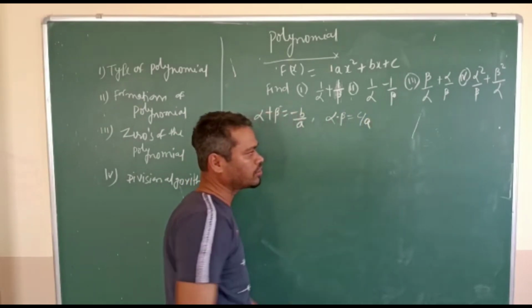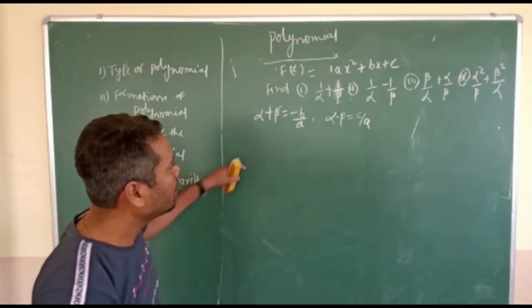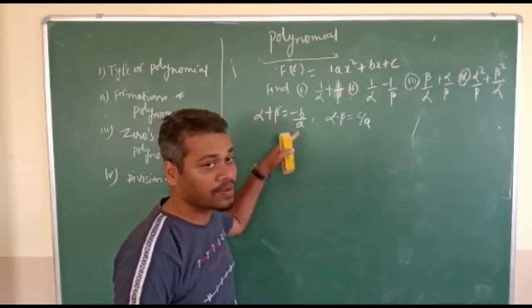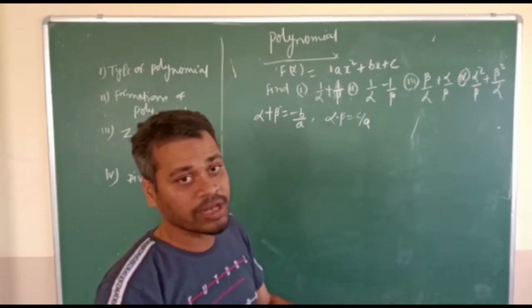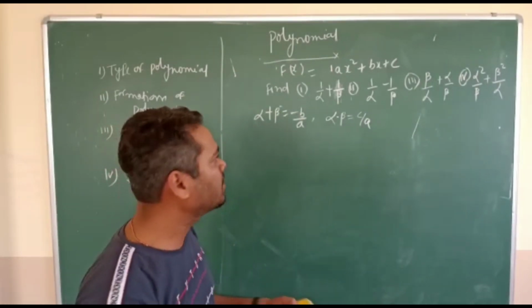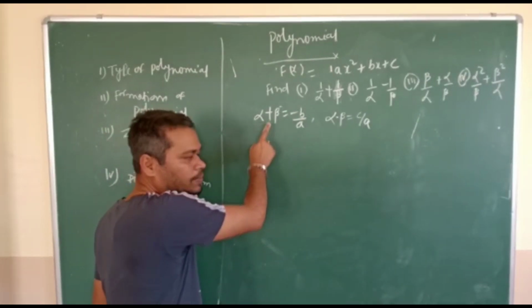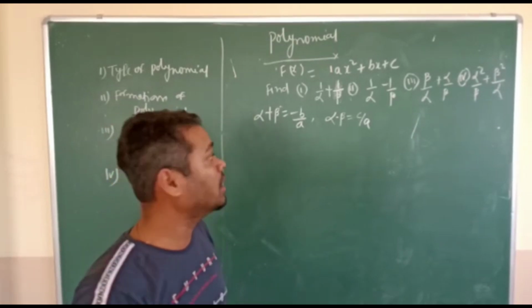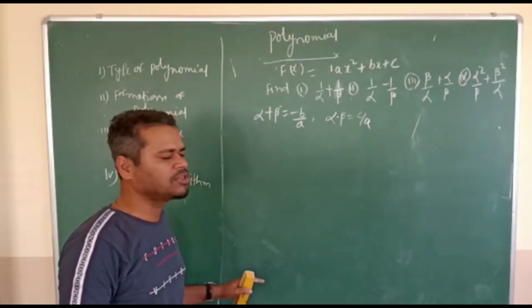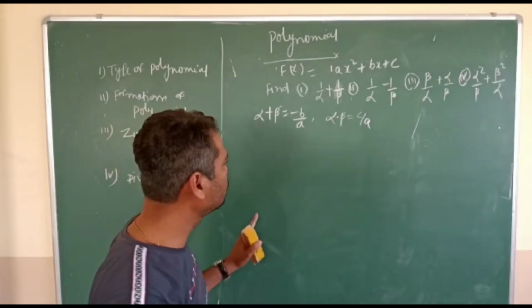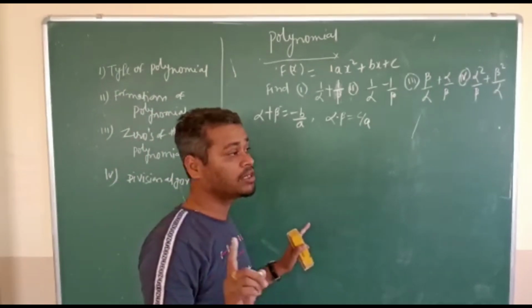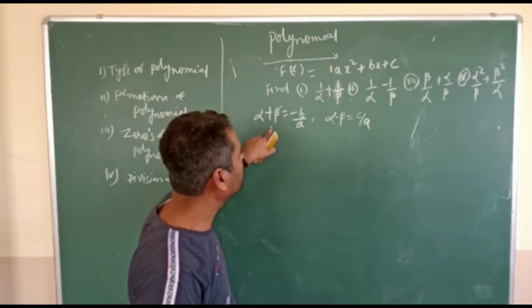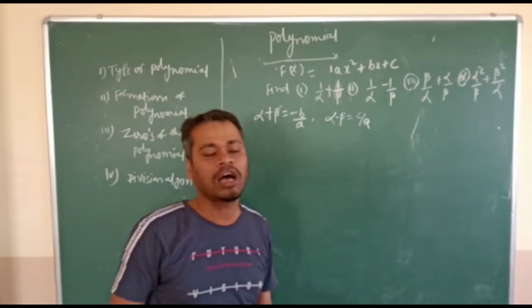If you notice, in all the formulas which I derived now, everything was in terms of either alpha plus beta or alpha into beta. Why do I do it? Because I have the formula only for alpha plus beta and alpha into beta. I don't have a formula for alpha minus beta, or any other. I have only two formulas. So what was my intention? My intention was to bring everything in terms of either alpha plus beta or alpha into beta.